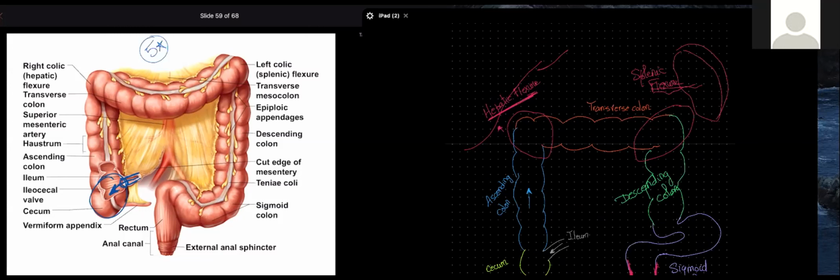Hepatic flexure is the same as right colic, yes. For Ophelia, the right colic flexure is another name for the hepatic flexure, and the left colic flexure is another name for the splenic flexure.